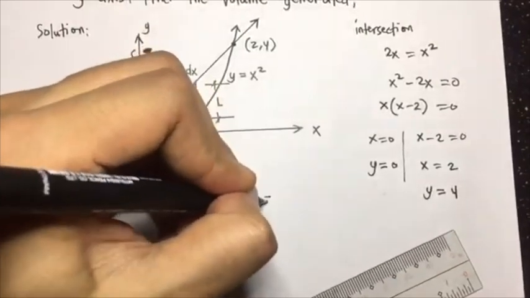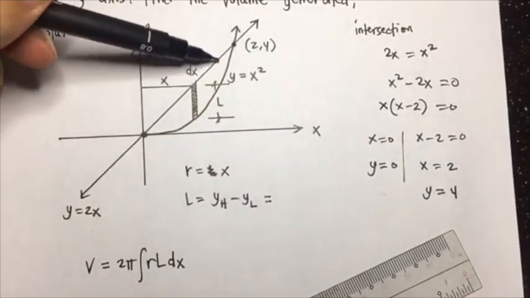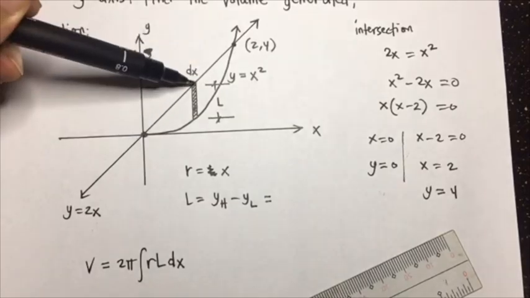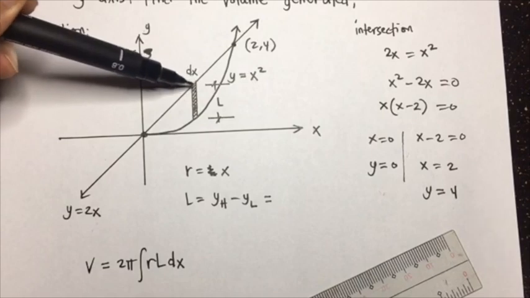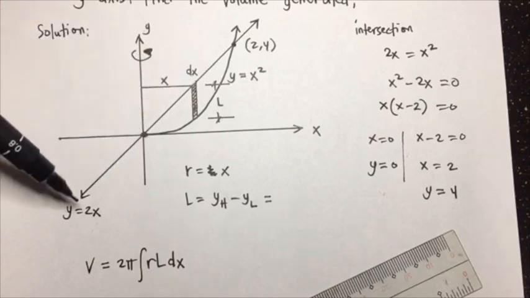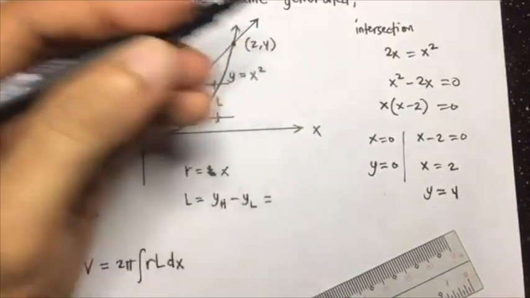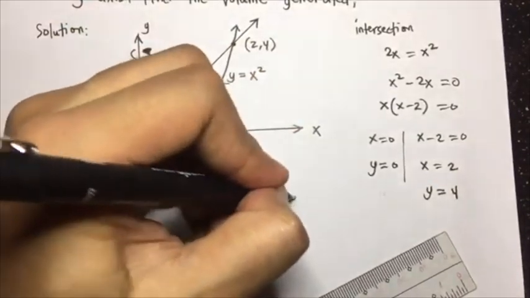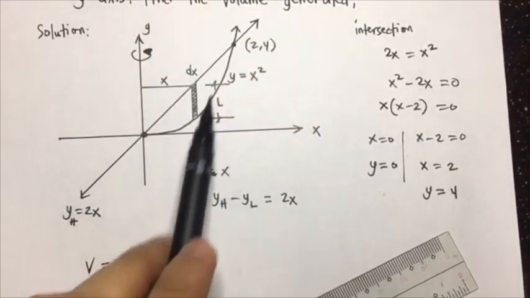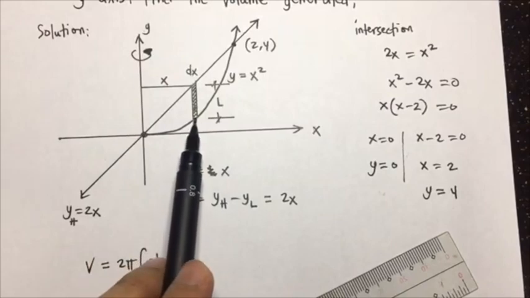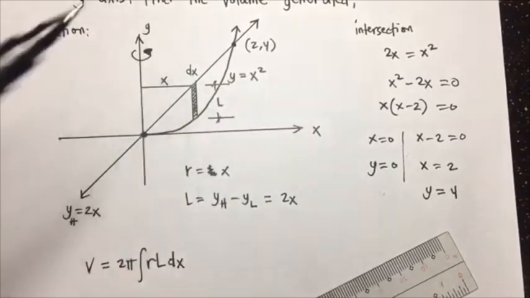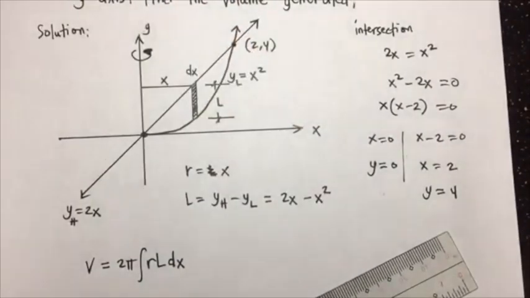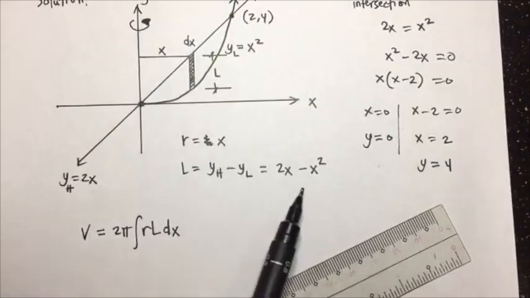The y defined by the higher curve is the line, because the upper end of the strip touches the line. Therefore yh is equal to 2x, and yl will correspond to the curve at the lower end of the strip. So this is our yl, minus x squared. So this is therefore our r and our l.